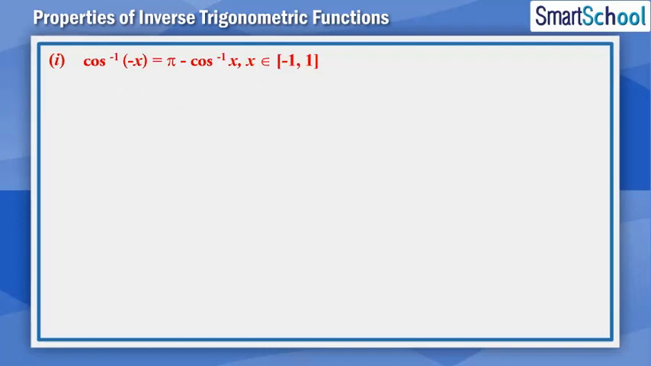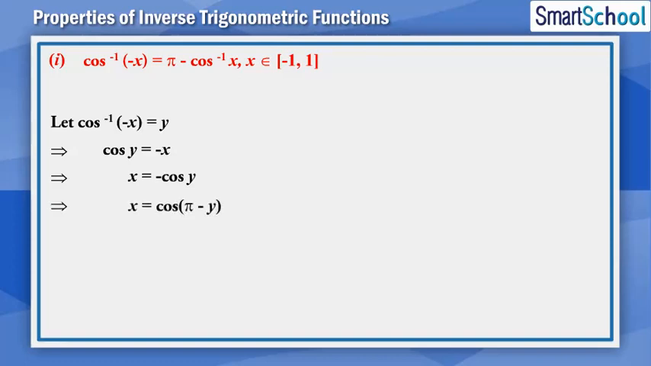Let us assume cos inverse of -x is equal to y. This implies cos y is equal to minus x, or x is equal to minus cos y. Further, minus cos y can be written as cos of pi minus y, since cos of pi minus theta is equal to minus cos theta.